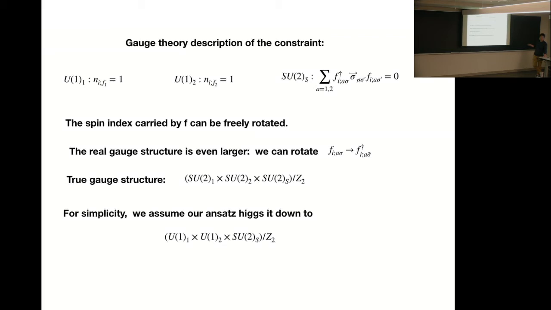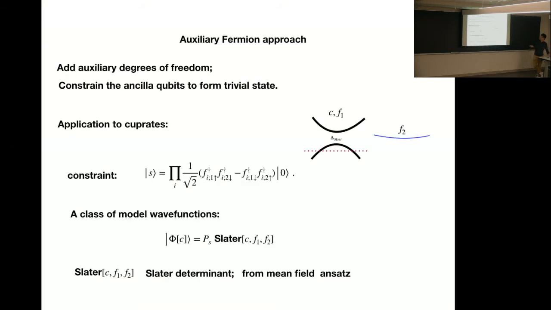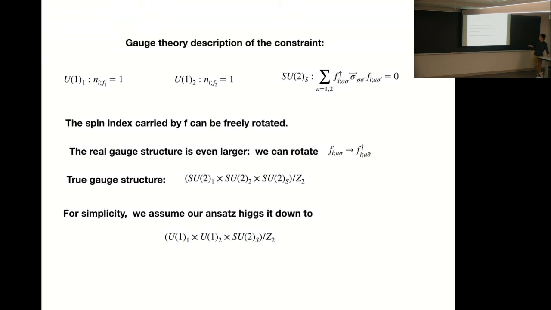Because you form a spin singlet, it means you can rotate the spin freely. Why is the last constraint to be zero? Why not just a constant? Because we want them to form a singlet, this trivial product. This means the spin index carried by F is actually not a physical spin index. It's freely rotating. So this kind of spin rotation for F is actually a gauge, which is the SU(2) gauge.